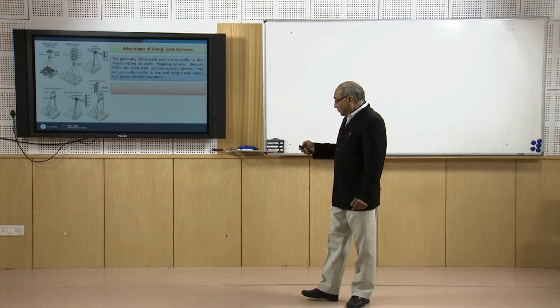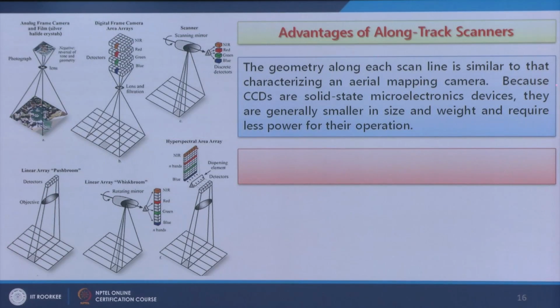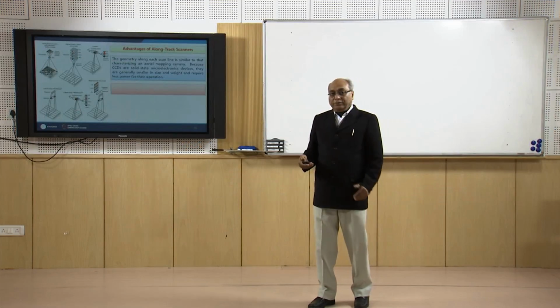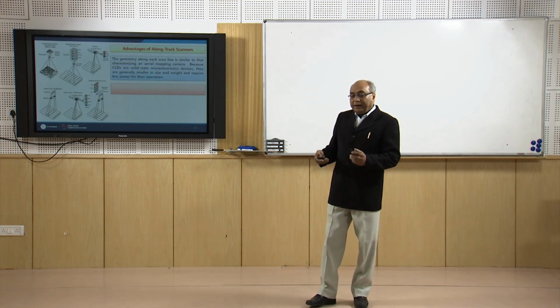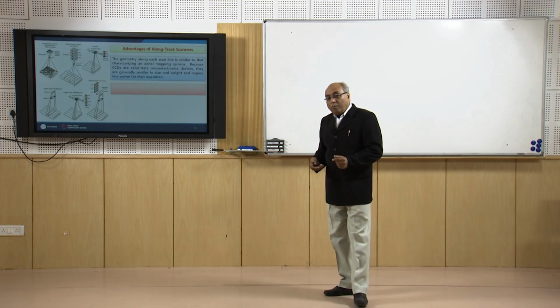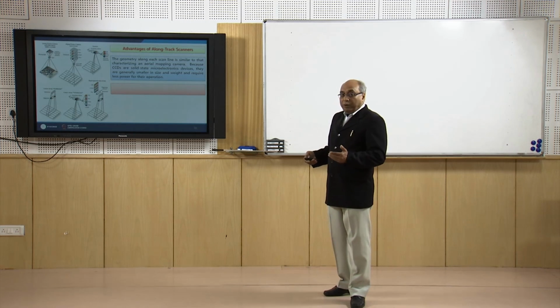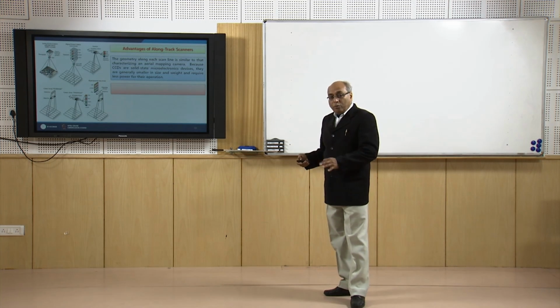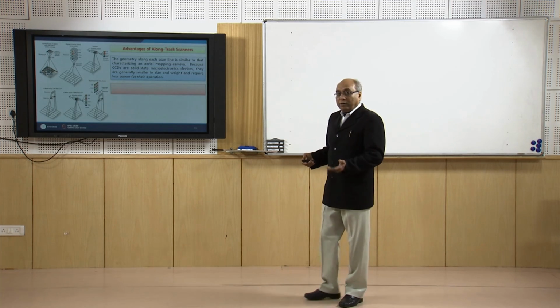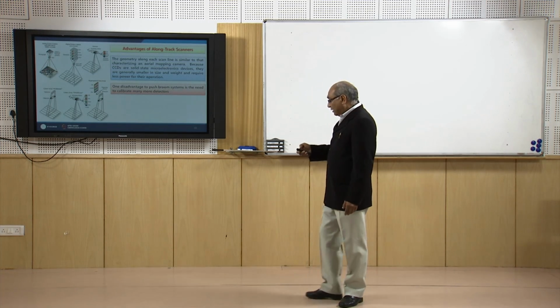A further advantage is that the geometry along each scan line is similar to that of an aerial mapping camera. CCDs are solid state, there is no moving part, and they are generally smaller in size and weight and require less power for operation. So another advantage is that they are lightweight and compact, the weight of a sensor on board a satellite is also less, and it requires less power for operation.